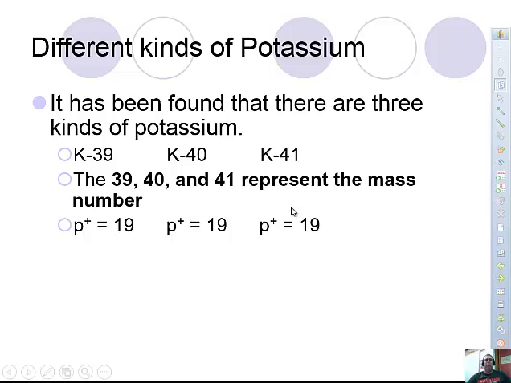So if we look potassium up on the periodic table, we find its atomic number. That means that it has 19 protons. Each one of these is potassium. That's why I have 19 written down on all of them. Because an atom is electrically neutral, that's why we also write down 19 electrons. Notice 19 and 19, 19 and 19, and 19 and 19.